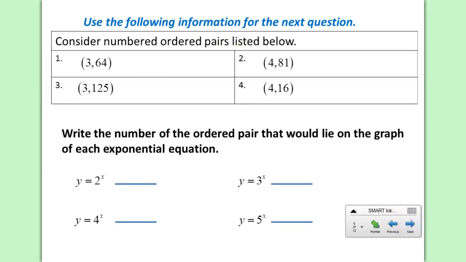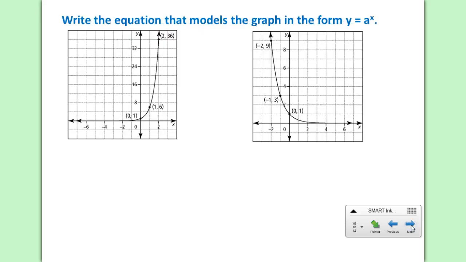Now consider the number of pairs below. Write each of these numbers in a pair that would lie in each of these graphs. So which point matches each of these graphs? Ponder and then come back. So who matches this one? Number 4. Who matches this one? Number 1, number 2, and 3. Okay. If you're not at peace with that, ask tomorrow.